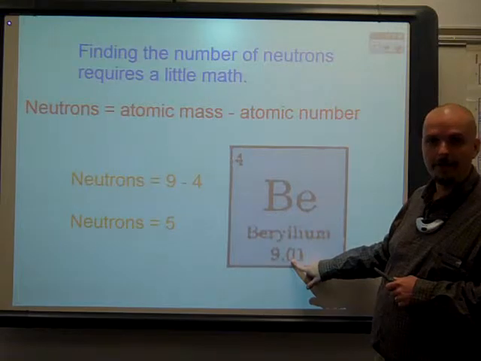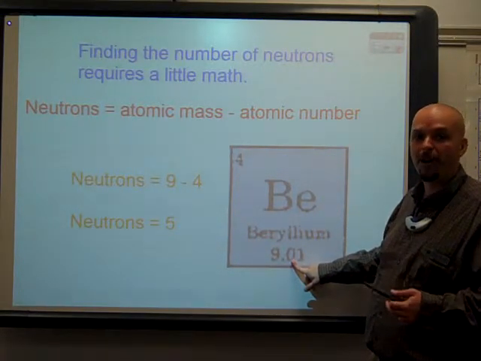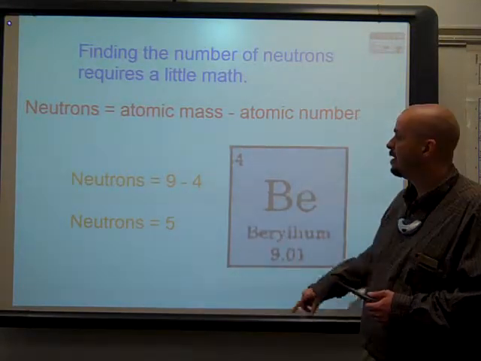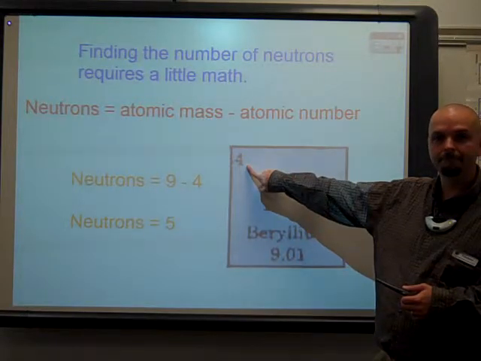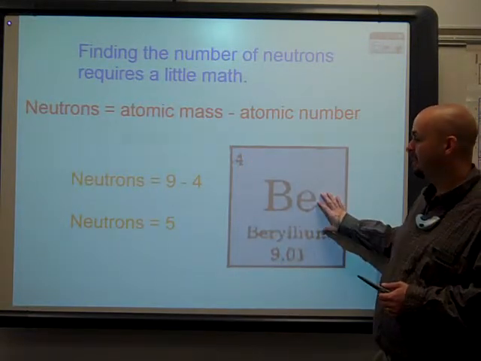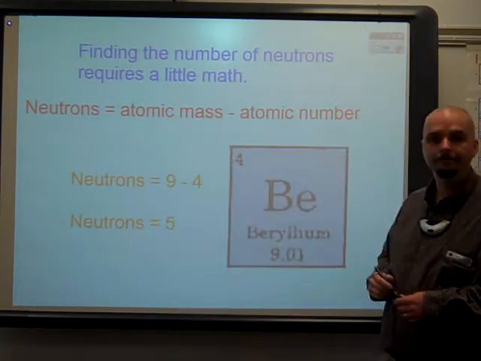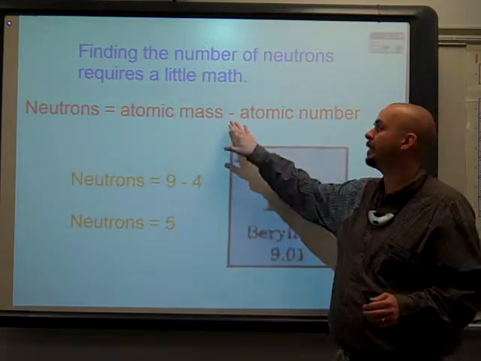We take the mass, again rounding it to a whole number because you can't have a fraction of a neutron. So 9 minus the atomic number, 4, tells us that the average atom of beryllium has 5 neutrons. Again, simple math as long as you put your numbers down in the right order.